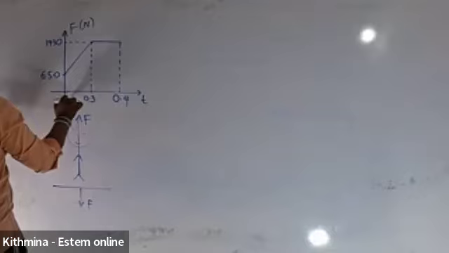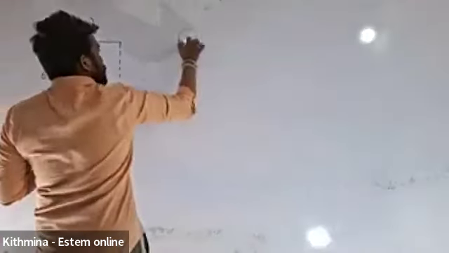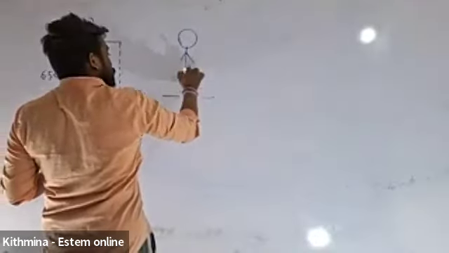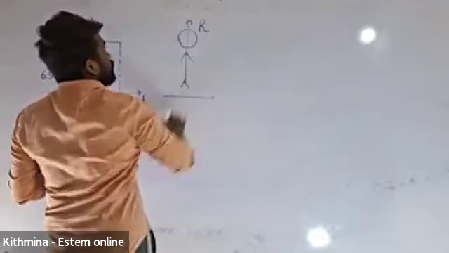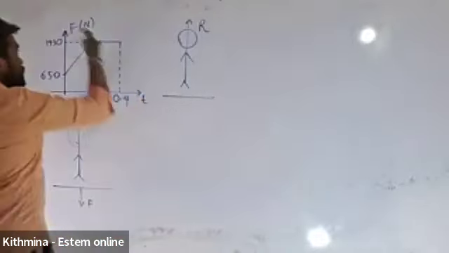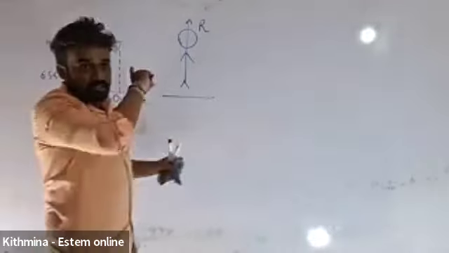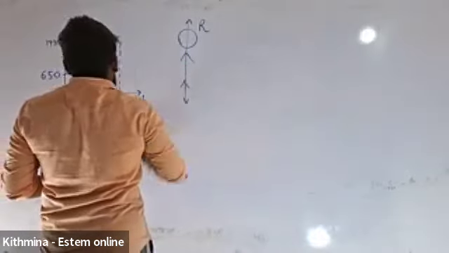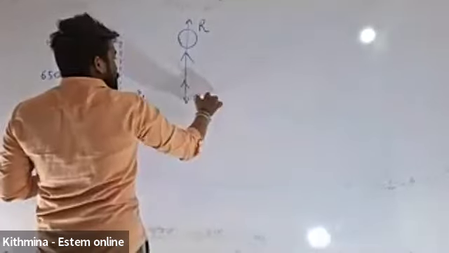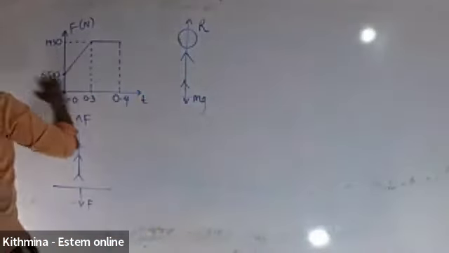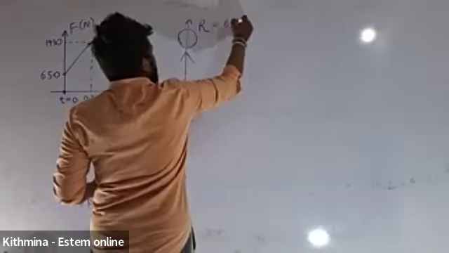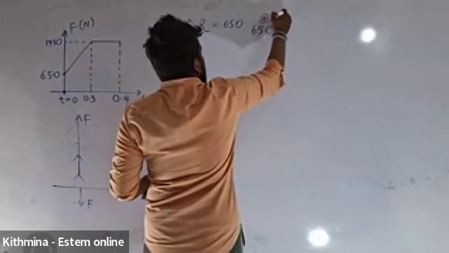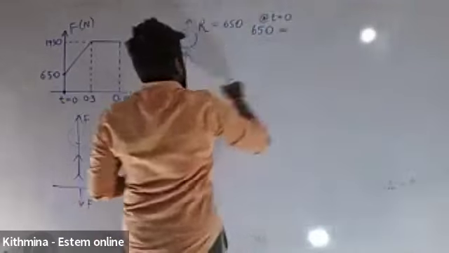See, when t equals 0, the force from the ground on the feet means the perpendicular reaction. This F is the perpendicular reaction, and we know mg is there. At t equals 0, that is 650. It means at t equals 0, 650 equals mg.